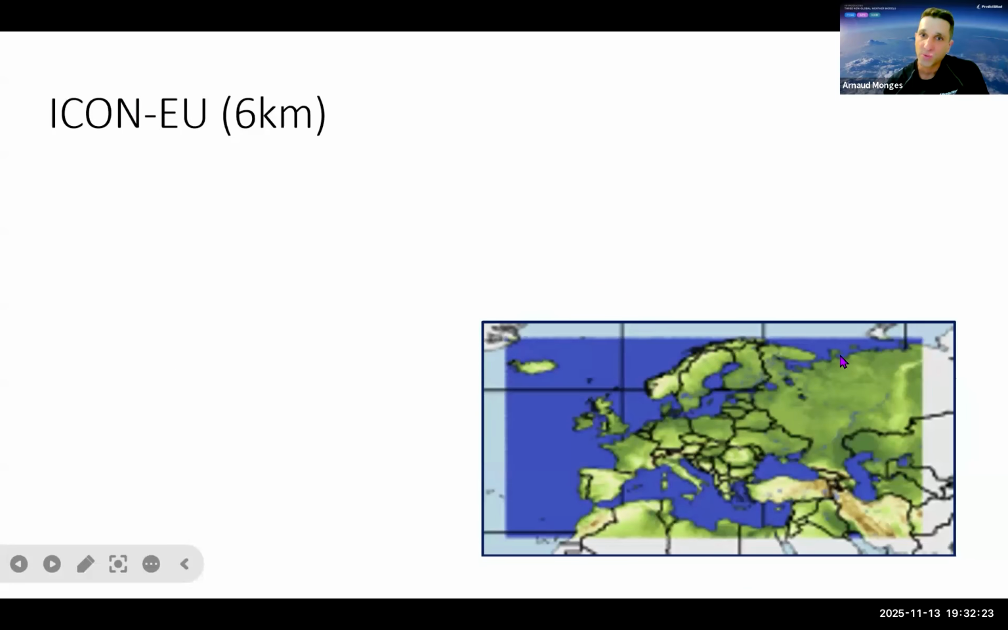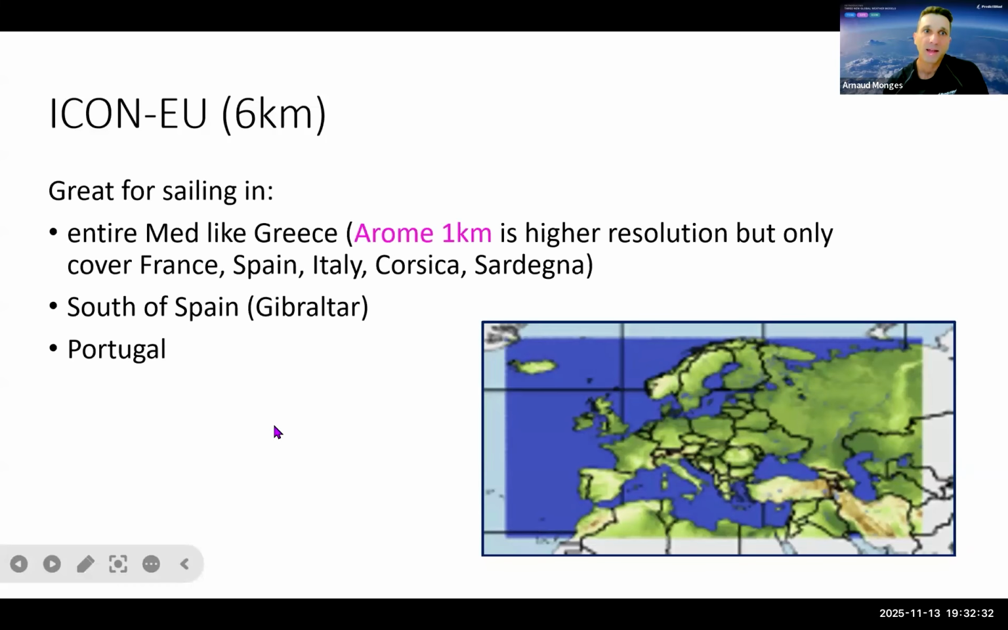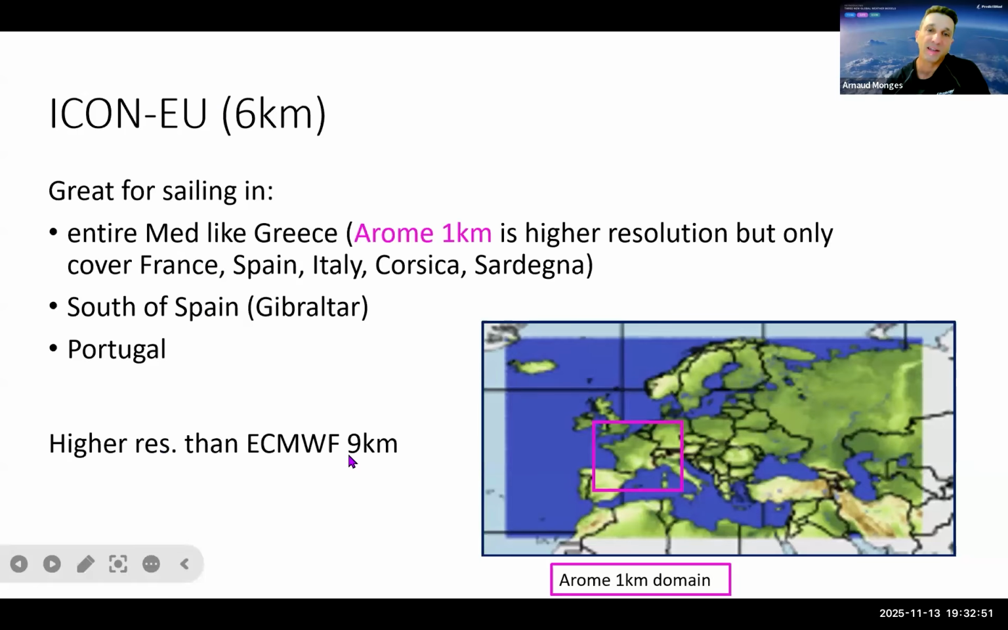ICON EU, the 6-kilometer one, is all over Europe, even going down to Madeira right here. So it's great for sailing. So if you are, for example, in the Med, I would say like Greece, where our 1-kilometer model is not available, or around here or next to Gibraltar, we recommend you use ICON EU. And the way I see it is ICON EU is just another source. It doesn't replace, but it's another model that complements ECMWF 9 kilometers.